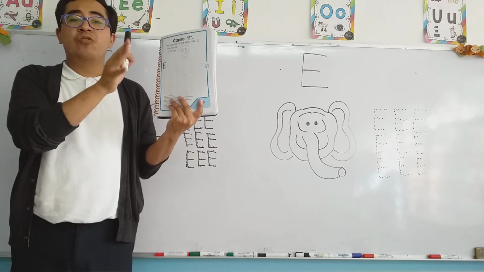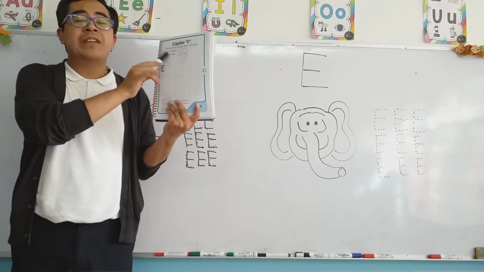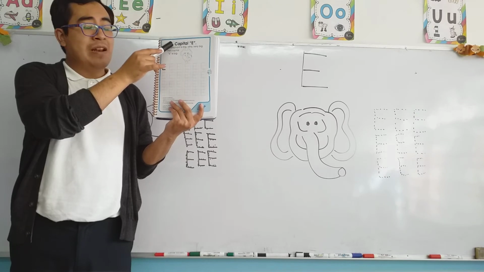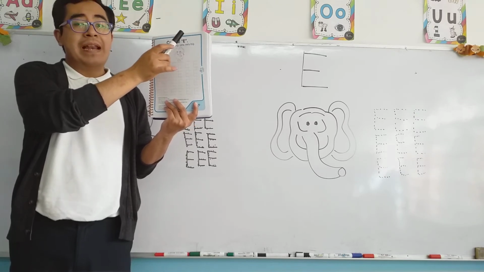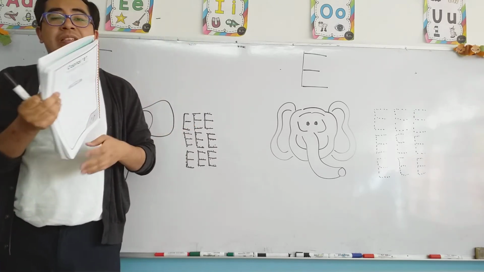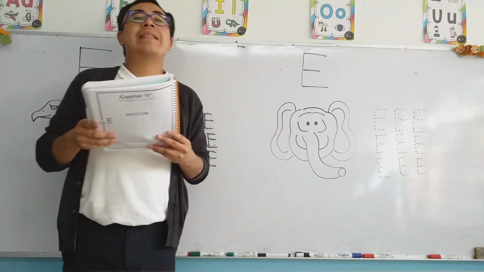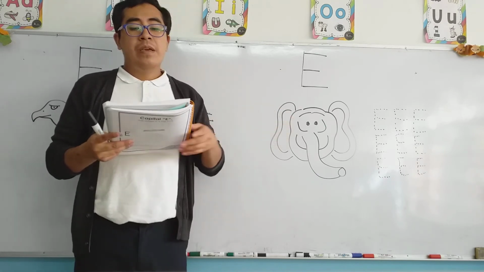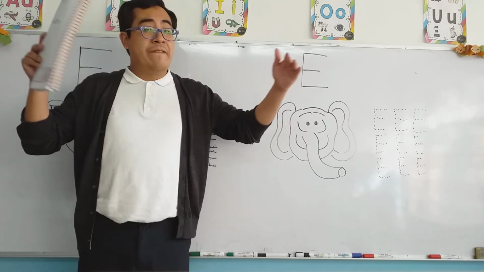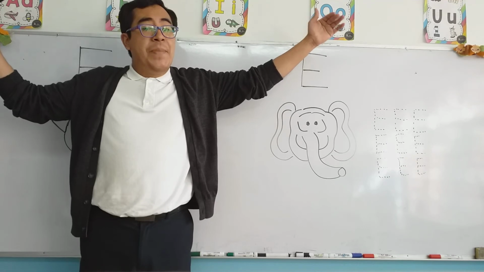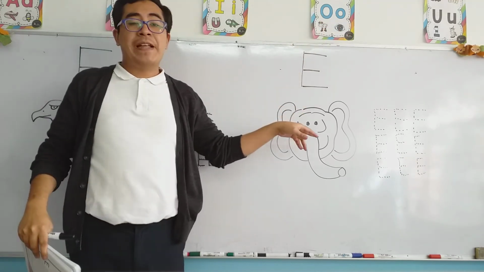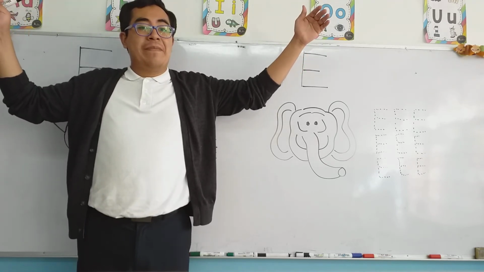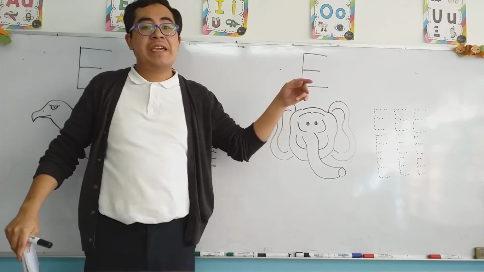Now, the same instructions apply for the elephant. Once again, we have the name of the letter, tenemos el nombre de la letra, capital E, and we have a small sentence, y tenemos una pequeña oración that says, dice, the elephant is big, very, very big. El elefante es muy, pero muy grande, and uses capital E.